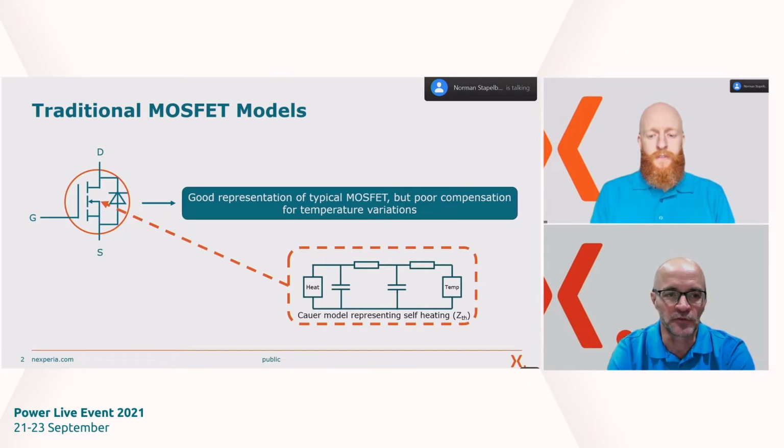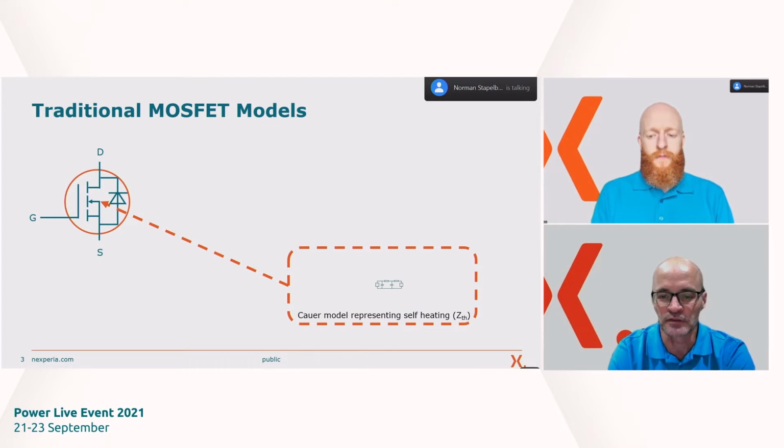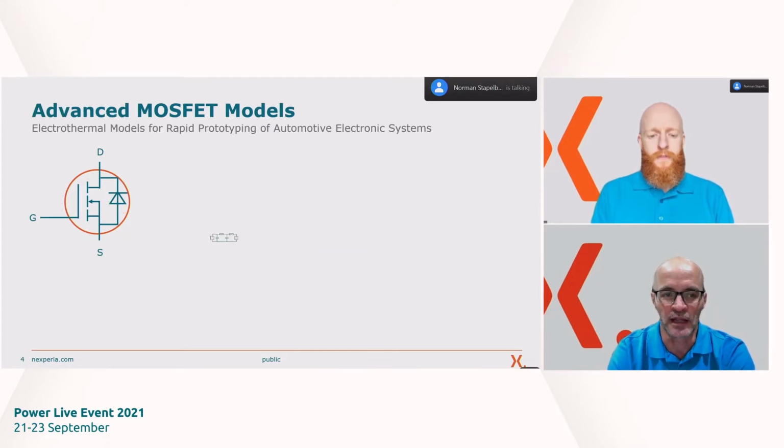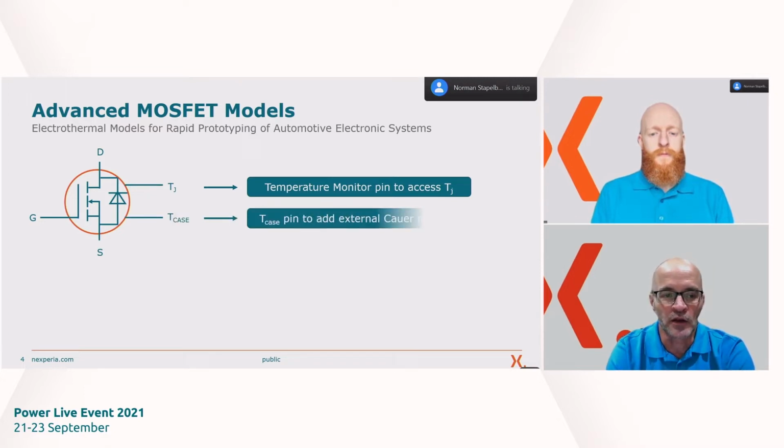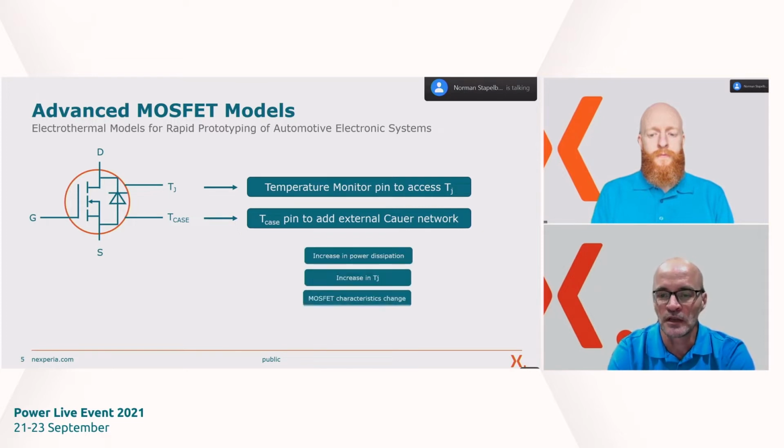So now let's imagine for a moment we could create a Cauer model that represents the self-heating effect of the MOSFET, and we could shrink that Cauer model and actually put it inside the MOSFET model. This now allows us to have a 4th pin for the MOSFET that represents the junction temperature. And it allows us to put a 5th pin there, which is an accurate representation of the case temperature. So this case pin can now be connected to an external Cauer model that represents the PC board or the thermal environment around the PC board to give you an accurate representation of the device in the circuit.